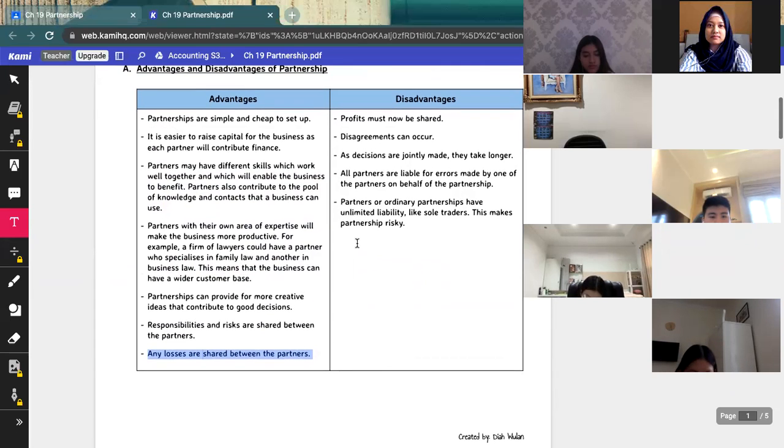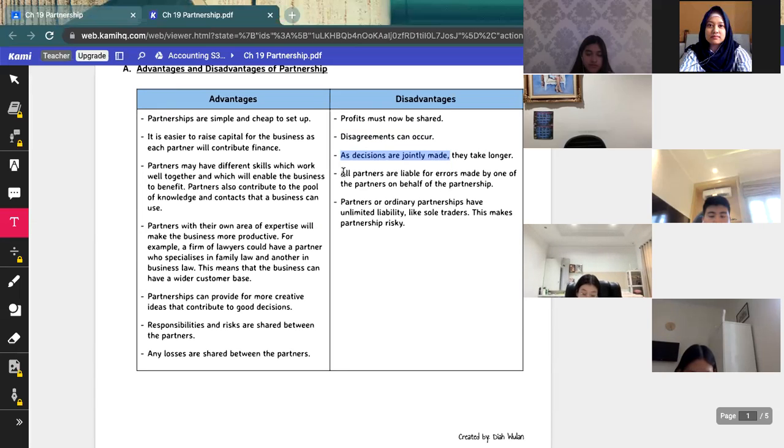For the disadvantages, of course, the profit must now be shared. It's no longer 100%. Disagreements can occur, of course. You are dealing with people, and more than one person may cause disagreements. Next, decisions are jointly made. Therefore, they might take longer.